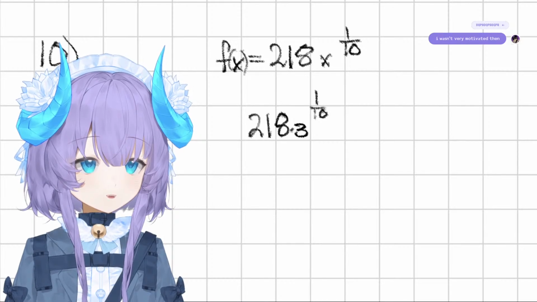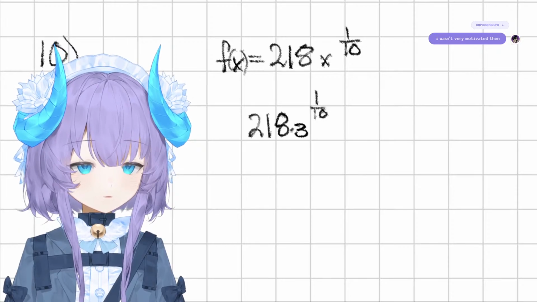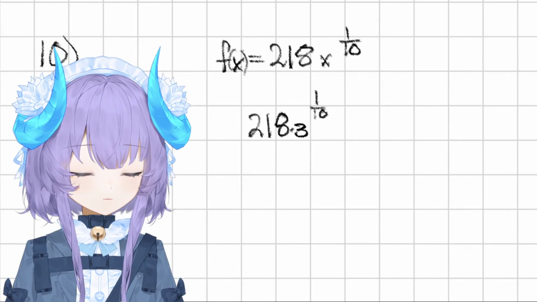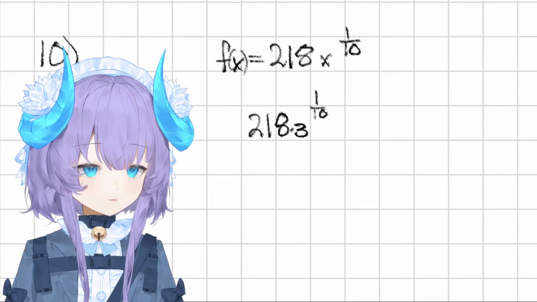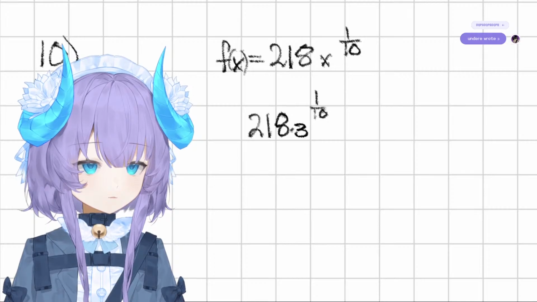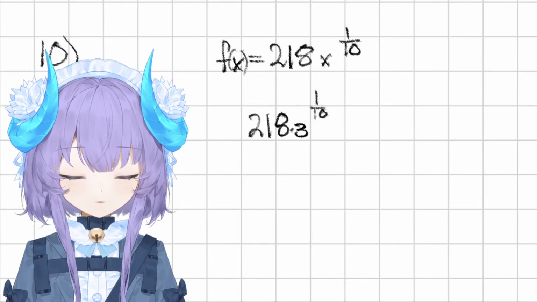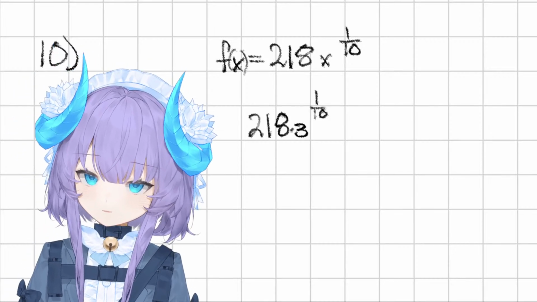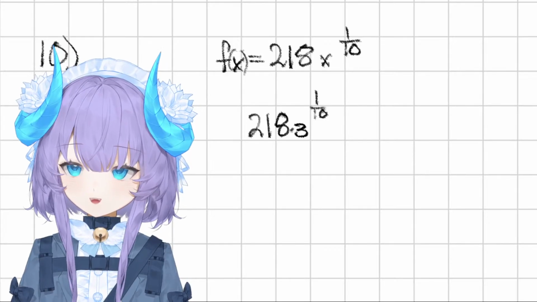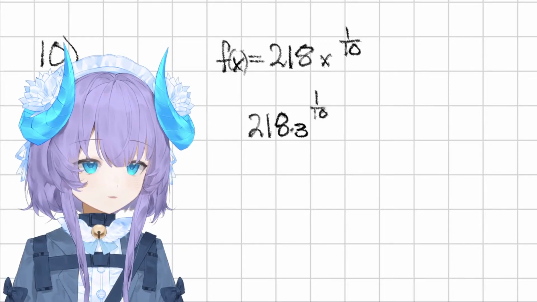Do 18 times 1 slash 10. Going to divide by 0. Damn it. I need to put that in. I did write a 3. It's a 3. That is a 3.